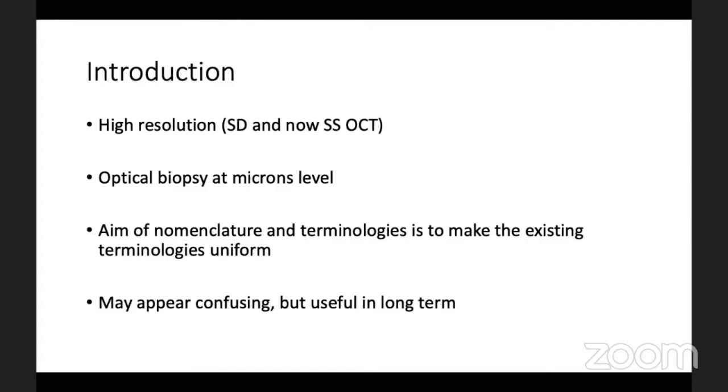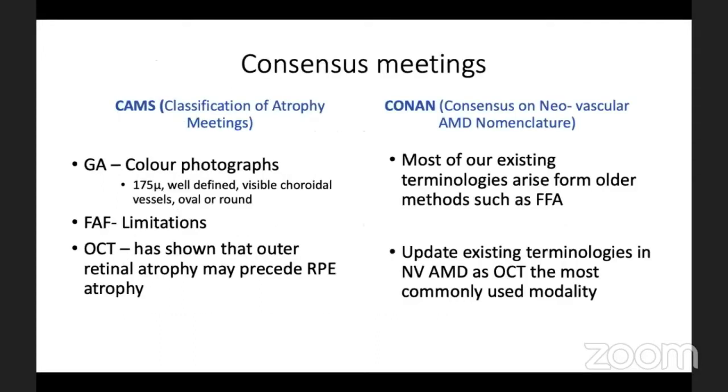Now, why are we discussing all these nomenclatures? The aim of uniform nomenclature and terminologies is to make the existing terminologies uniform, so that the same thing is not pronounced with two different names and we can understand the diseases better. In the short term, they may appear a little bit confusing, but they are useful in the long term and help in spreading medical education.